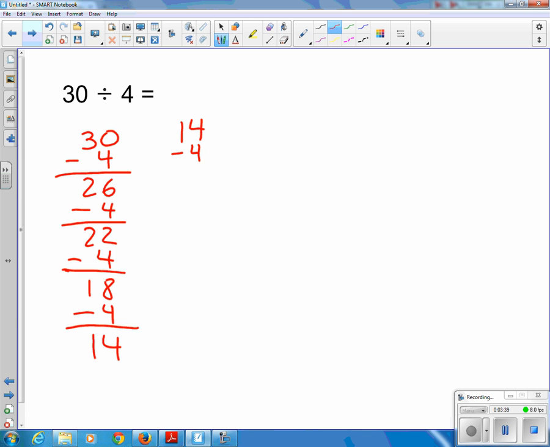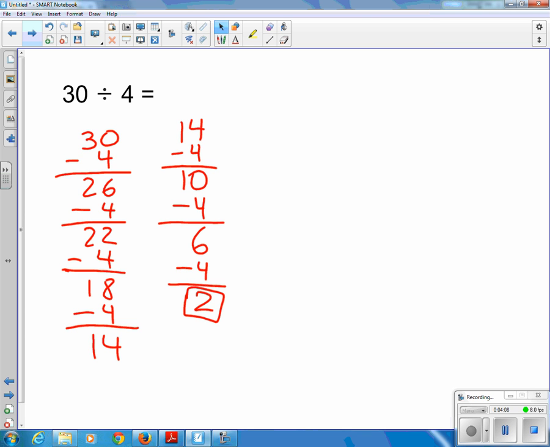14 minus 4 is 10. Then 10 minus 4 is 6. And 6 minus 4 is 2. But wait, I cannot subtract 2 minus 4, right? So I'm going to stop right there. What does it tell me that I have 2 as my answer here? Well, it tells me that there are 2 leftovers, which means, yes, the remainder.